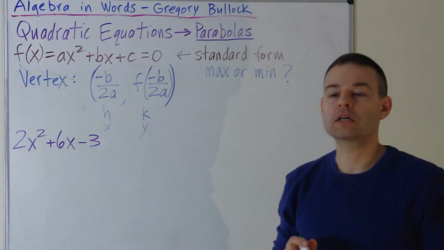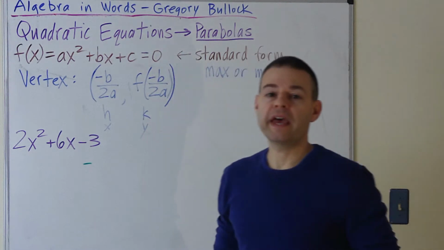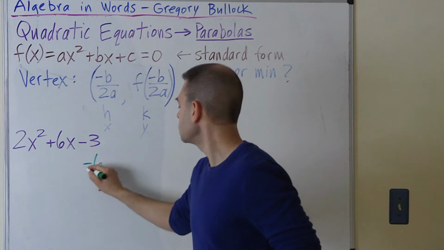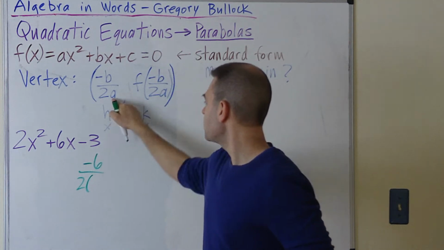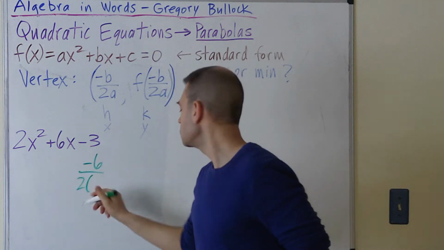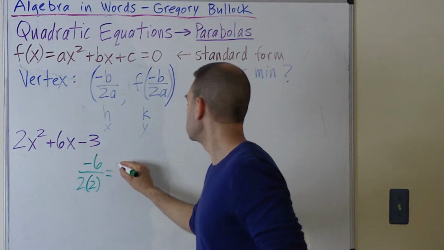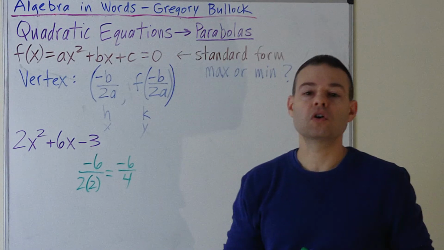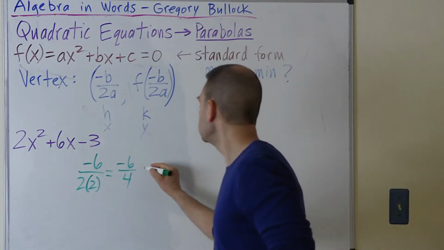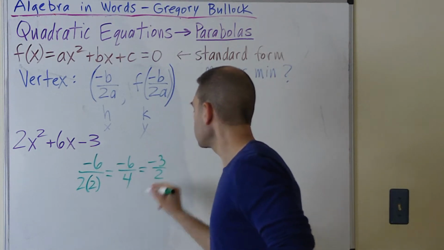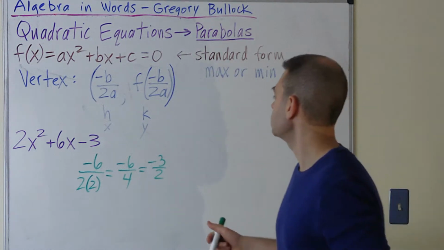I'm just switching marker colors. So let's plug in. Negative, and b is 6. Always 2. And then in for a is this 2. And just simplify as much as possible. Negative 6 over 4. You can divide out a common factor of 2 from the top and bottom to get negative 3/2. Now I'm going to put that into the vertex form like this.